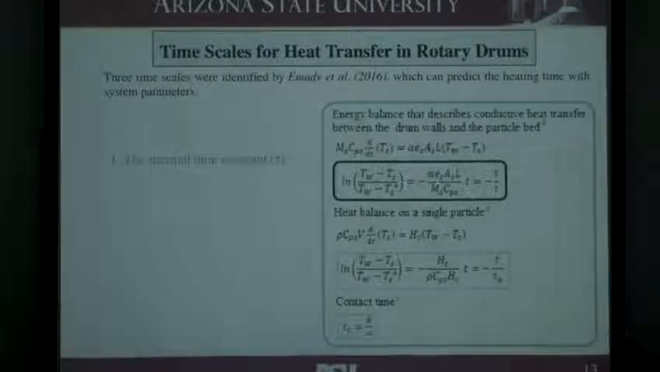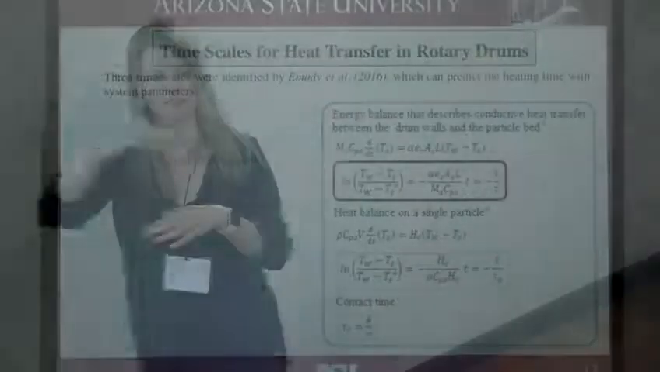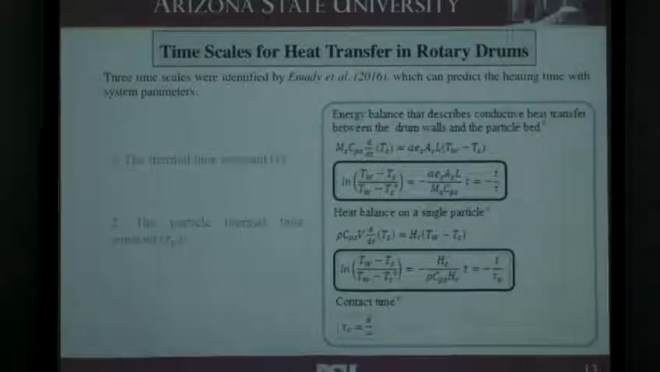So from that heat balance equation I just showed you, where this was the slope of the temperature versus time, we can lump this together into tau, which is the thermal time constant. That's related to the time it takes the entire particle bed to heat up. We can also do a heat balance on a single particle. If you just put a single particle sitting on a hot wall, there's a thermal time constant there. And then the contact time, the time that a particle spends on the wall, is related to the fill level angle and the rotation rate. So we identified these as the main time scales that are important in this type of system.